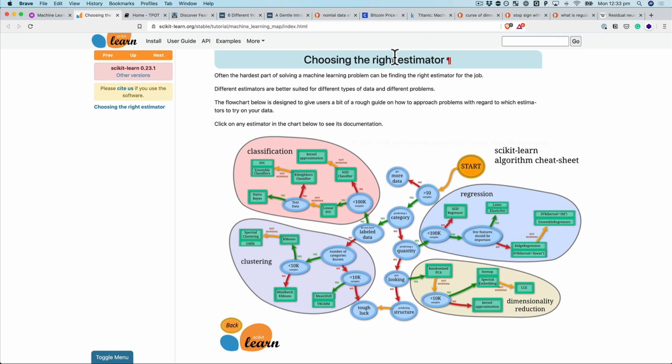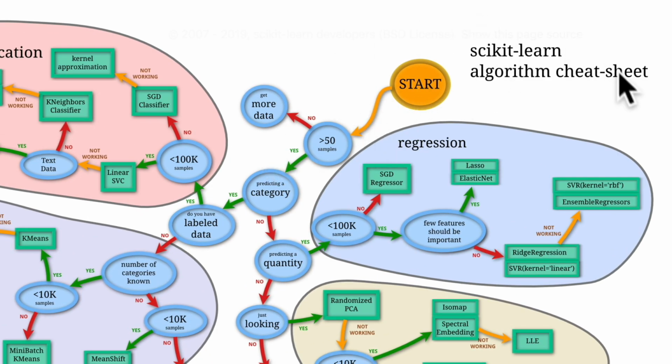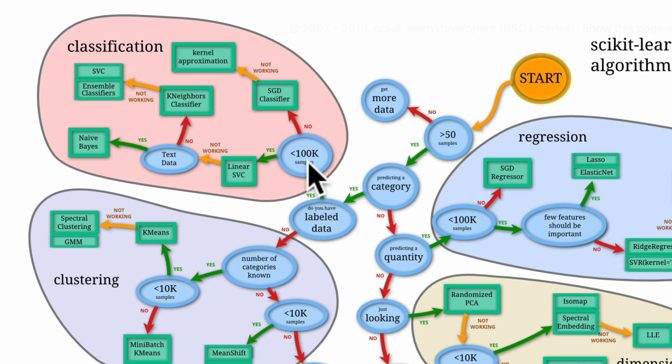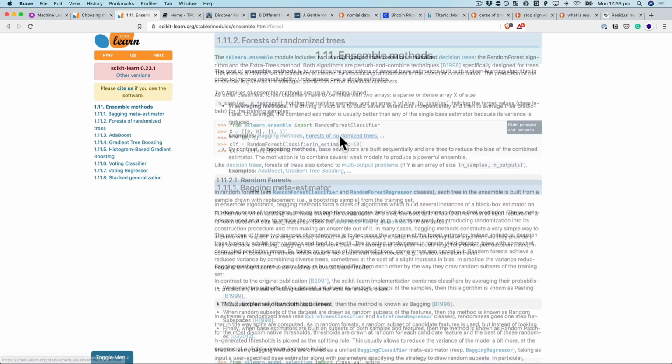So we'll come back to this, choosing the right estimator. In scikit-learn, which is a machine learning Python library, a machine learning model is often referred to as an estimator. So if we go through this, let's say for our heart disease classification problem, we start, we only have, let's say, 300 patients, so yes, above 50 samples, predicting a category. So we're doing classification, heart disease or not. Do you have labeled data? Yes. We have under 100K samples, so we might go linear SVC, or you can actually try each of these. The green boxes are machine learning algorithms. If we go here, ensemble classifier, my favorite is the random forest of randomized trees.